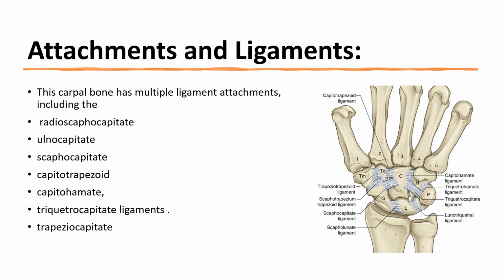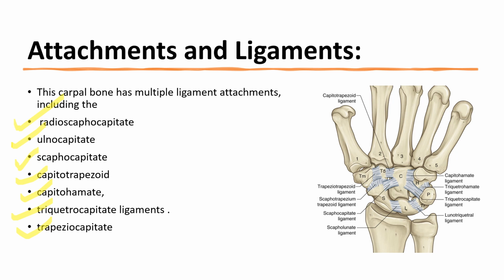When we talk about the attachments and ligaments that occur on the capitate bone, the first is the radioscaphocapitate, second is the ulnocapitate, then scaphocapitate, capitotrapezoid, capitohamate, triquetrocapitate ligament, and the trapezocapitate ligament. The first name indicates the bone and the second name also indicates the bone, showing from which bone the ligament starts and to which bone the ligament's attachment ends.